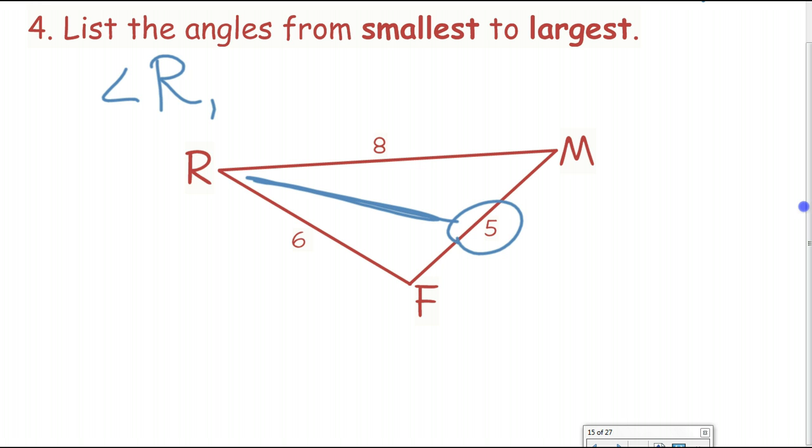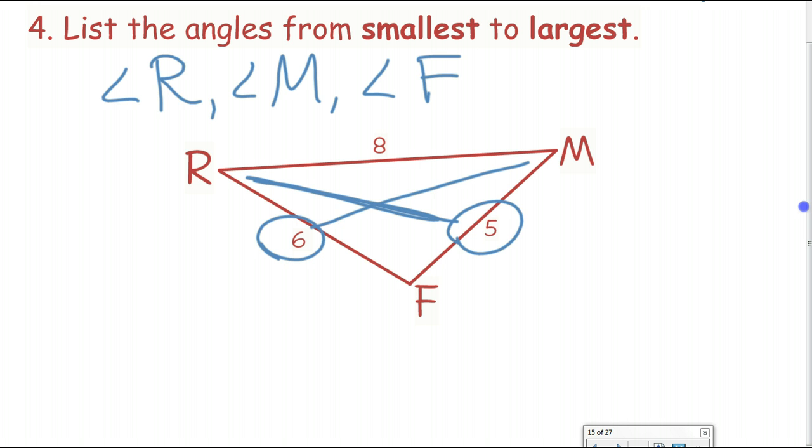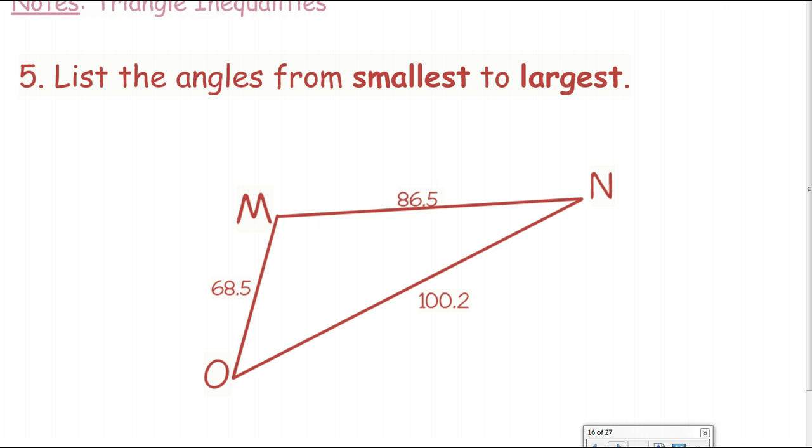Which angle comes next? Perfect. Here's our middle side. Go across from it. Angle M is next. And by process of elimination, angle F would have to be last. Angle F. You've got to put the angle symbol. If you don't put the angle symbol, you're naming a point and not an angle. Next one.